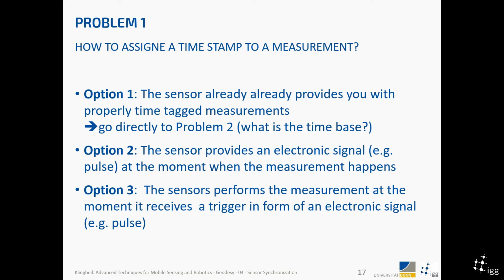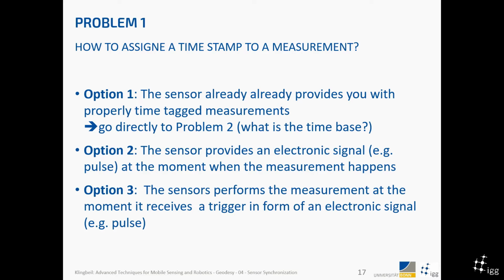You just get a time-stamped measurement already, and then you can go directly to problem 2, right? So what is the time base of that measurement and how to synchronize it with others? But then it's pretty good because you already have a time tag at your measurement. Option 2 is the sensor provides an electronic signal, like a pulse or something, at the moment when the measurement happens. So that's option 2, right?